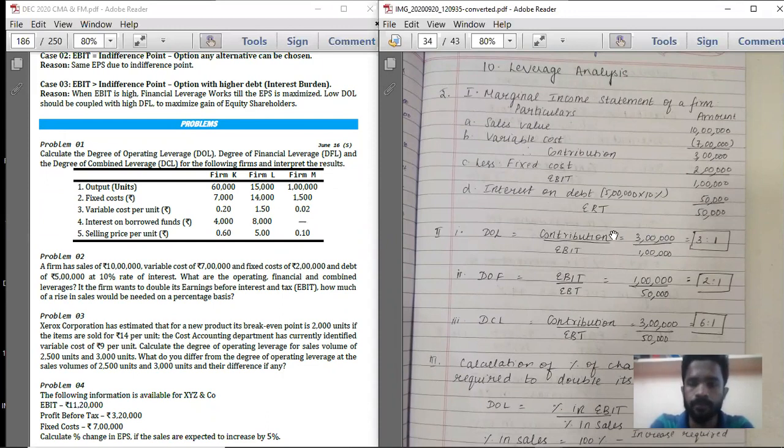Chapter number 10. Take the notes. Chapter number 10, leverage analysis. There will be a minimum of 6 marks in this particular chapter. As per the weightage I have gone through, but sometimes they may not ask in the exam also. This is an important chapter because it is very easy to score marks. If you can solve this problem, I think you will take only 5 minutes to solve it. So it is also time saving.